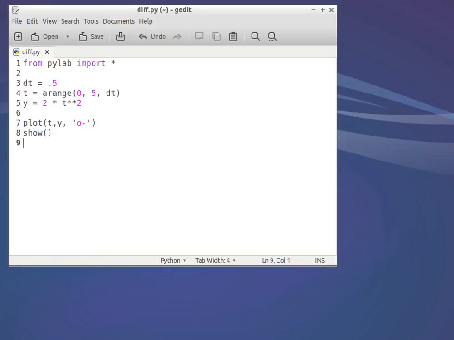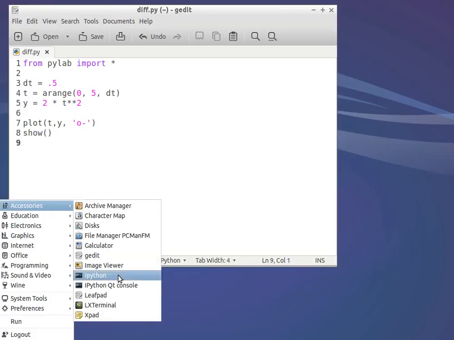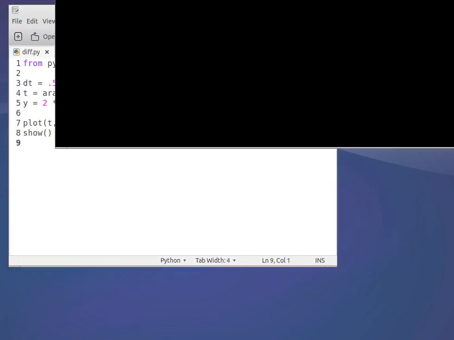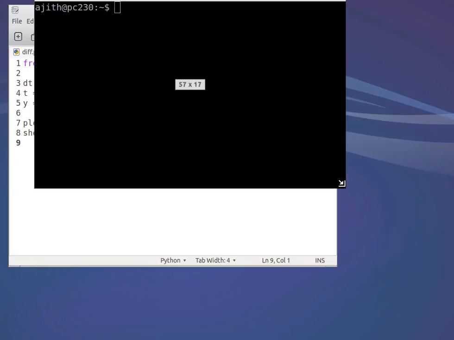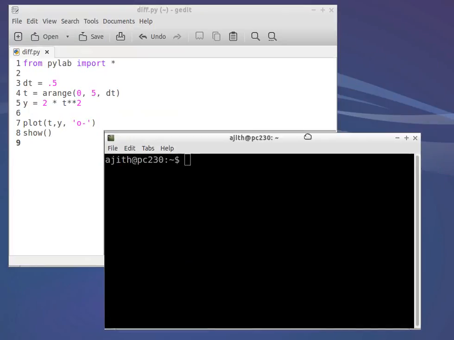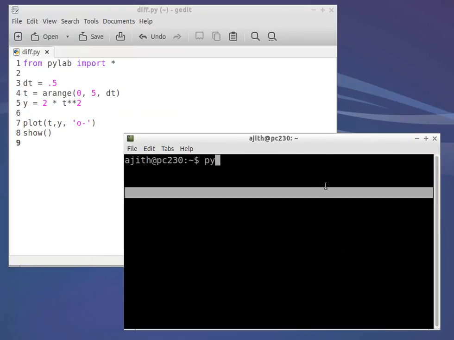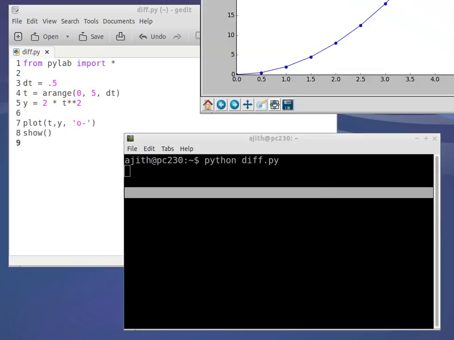terminal, ls terminal. So we have a terminal here, and we'll run python diff.py. So we have this graph here.